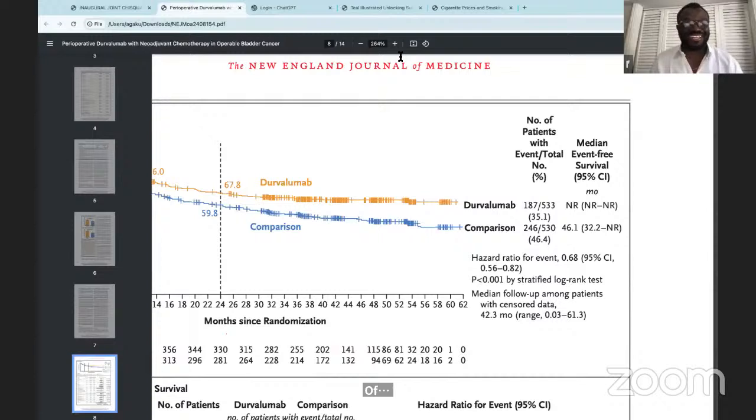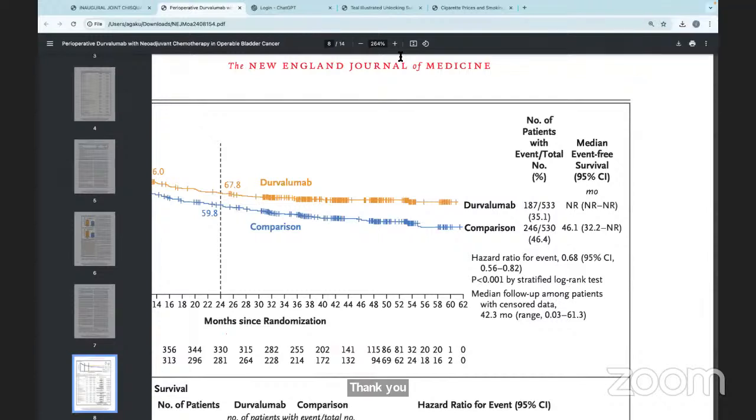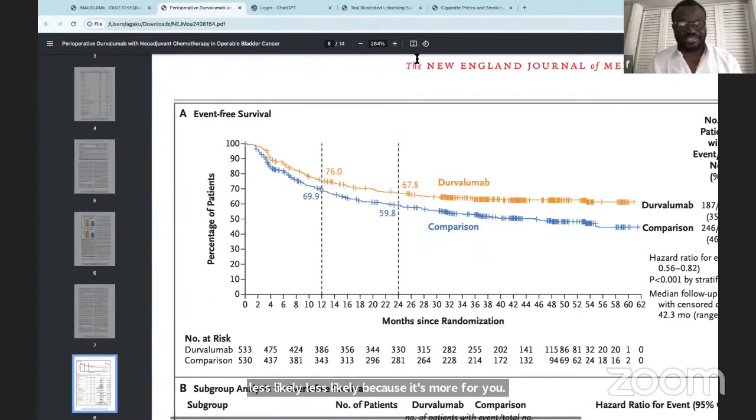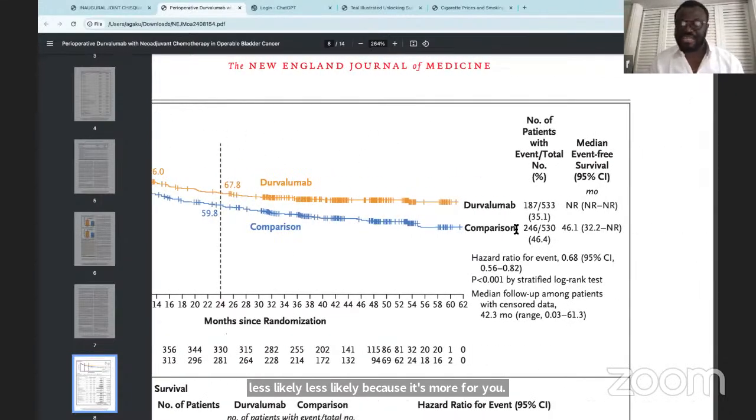Who wants to help her? I think the chance of the event happening, if the event is there, it's 0.68 and less likely. It can be more because it's not 1. So if you want to explain percentage, you say 1 minus 0.68, which is around 32%. Less likely. Okay, excellent. So we can say that the risk of the outcome here, which is mortality or whatever it is, is 0.68 times lower among the individuals on this treatment compared to the control group.